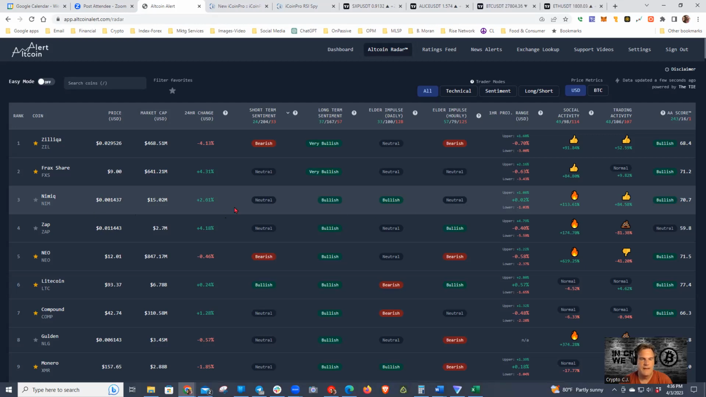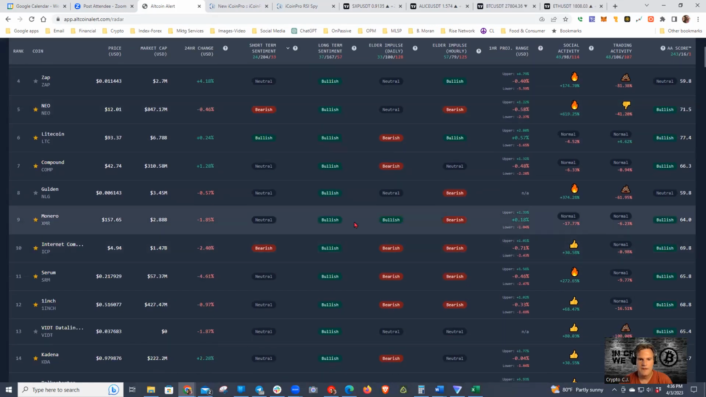I'm not familiar with NIM. Next example we have is Monero, which I trade all the time. XMR, bullish on both. Let's check it out.